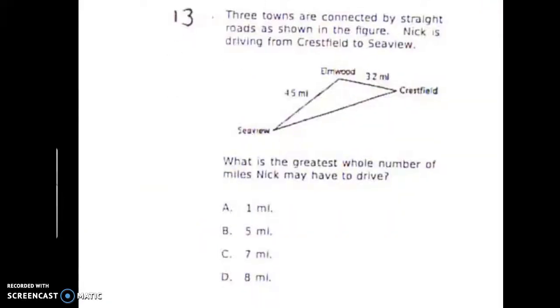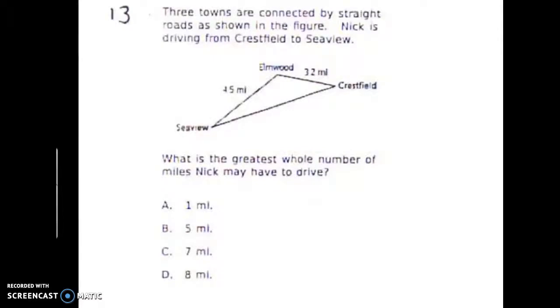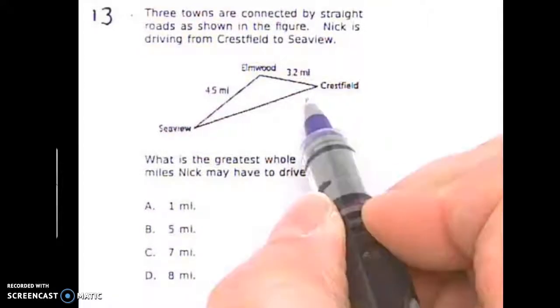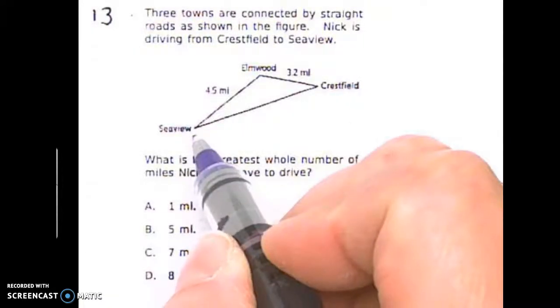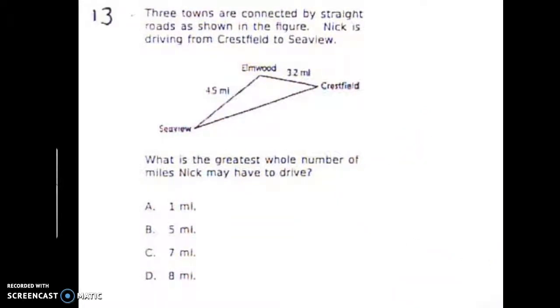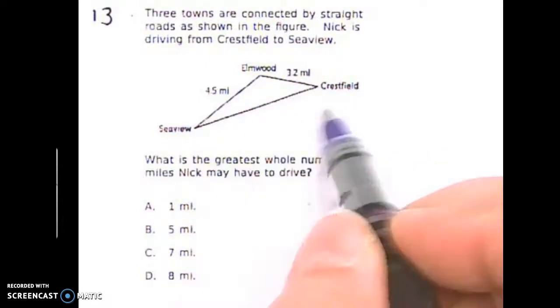Question number 13. I have 3 towns connected by straight roads as shown in the figure. Nick is driving from Crestfield to Seaview. We don't know which route he's taking. It says, what is the greatest whole number of miles Nick may have to drive? He can either go the long way or the shortcut.